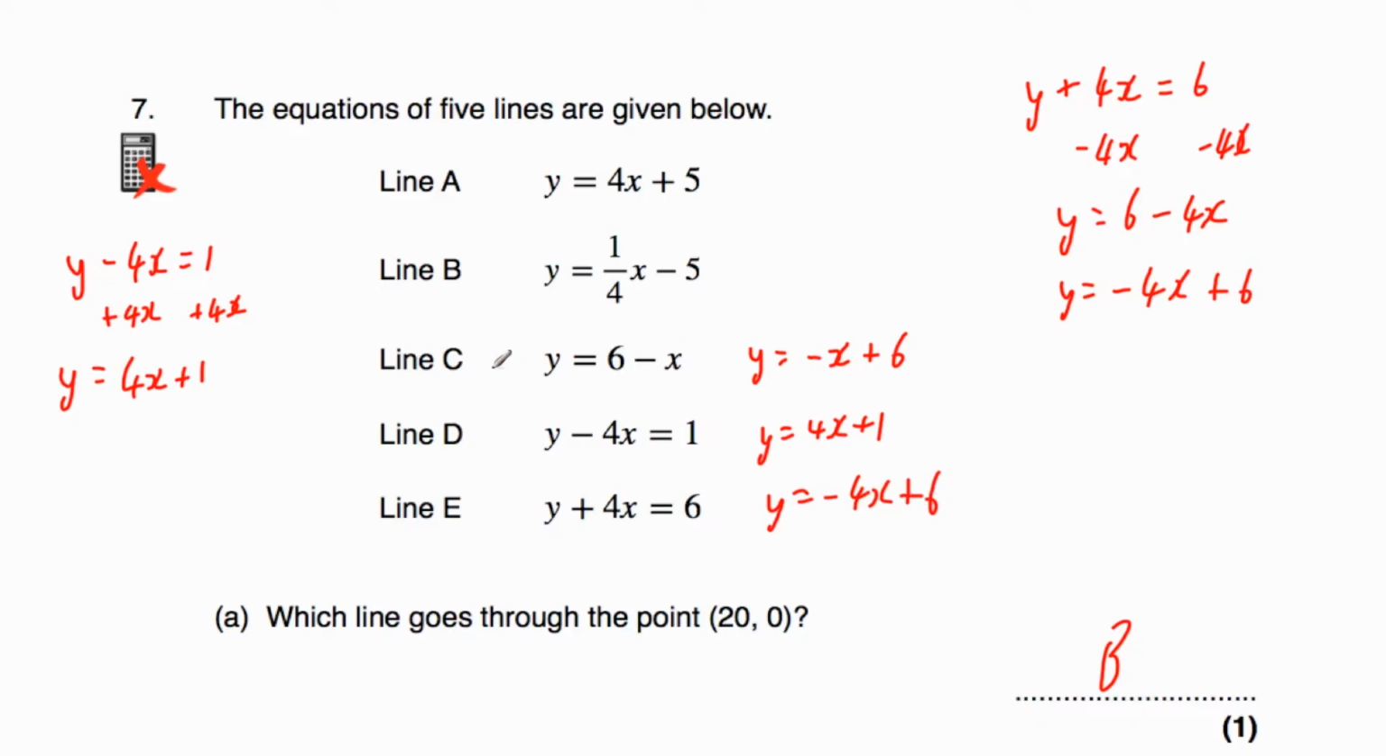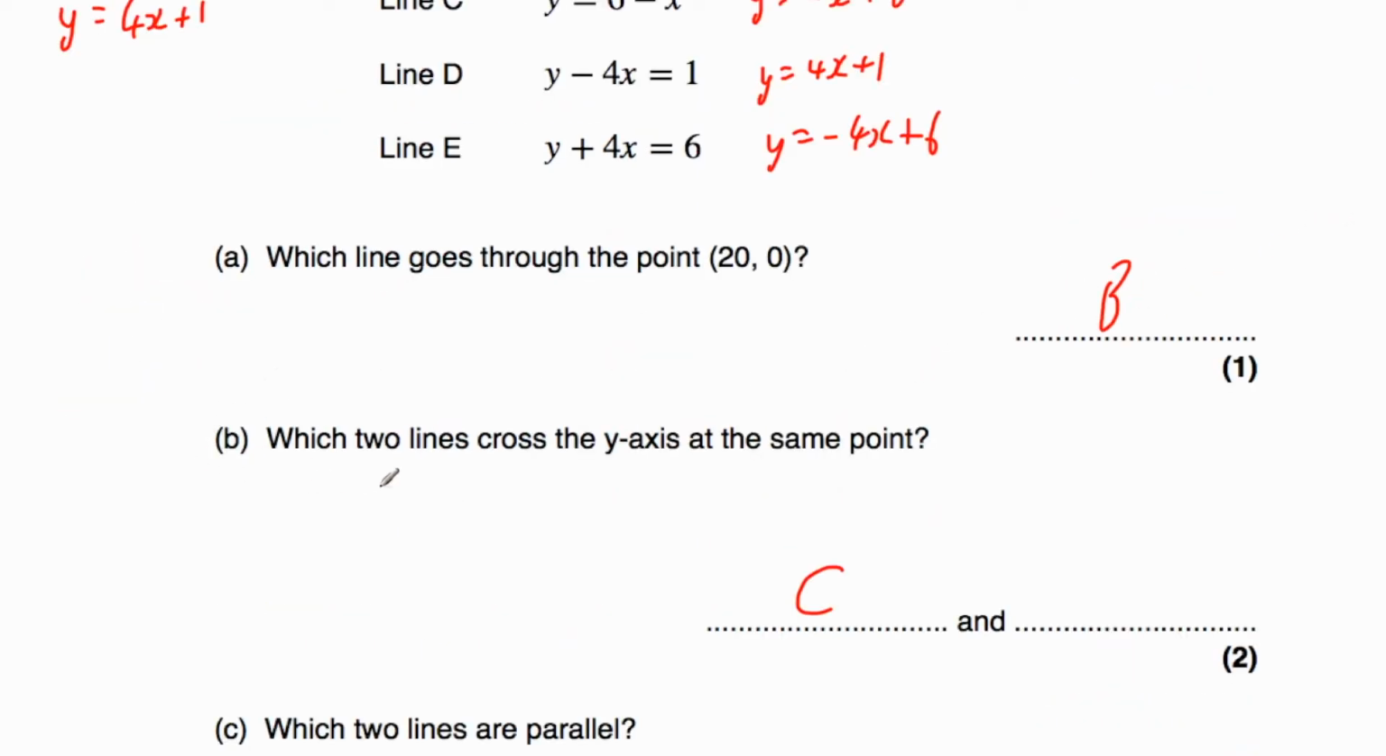Now, as you can see here, line C and line E both have a y-intercept of 6. So they will both pass through the point (0, 6). So part B, which two lines cross the y-axis at the same point? That would be C and E, and the point would be (0, 6).